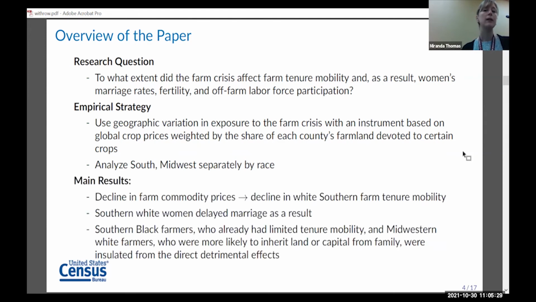What I find is that the decline in farm commodity prices created by the farm crisis led to declines in white Southern farm tenure mobility, and that Southern white women delayed marriage as a result. Southern Black farmers, who already had limited tenure mobility, and Midwestern white farmers, who were more likely to inherit land and capital from family, were insulated from the direct detrimental effects of the crisis.